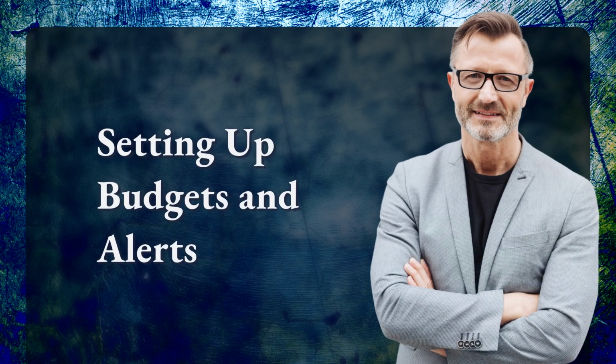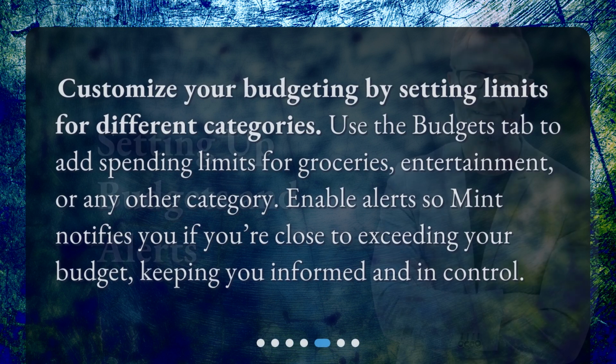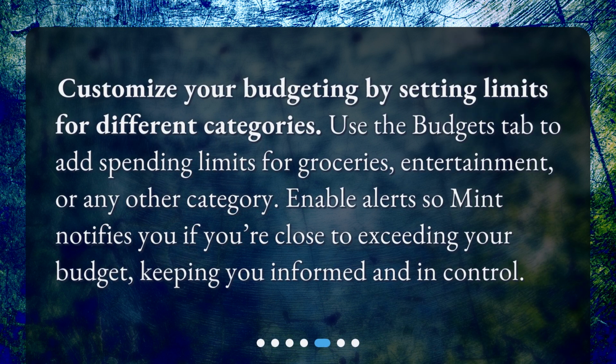Setting up budgets and alerts. Customize your budgeting by setting limits for different categories. Use the Budgets tab to add spending limits for groceries, entertainment, or any other category. Enable alerts so Mint notifies you if you're close to exceeding your budget, keeping you informed and in control.